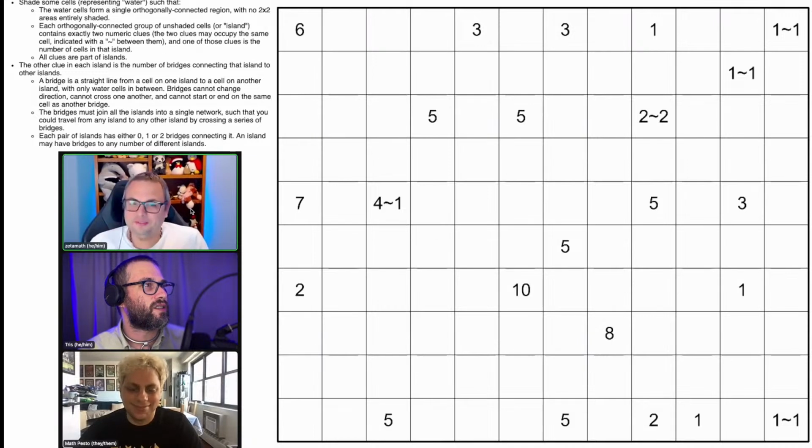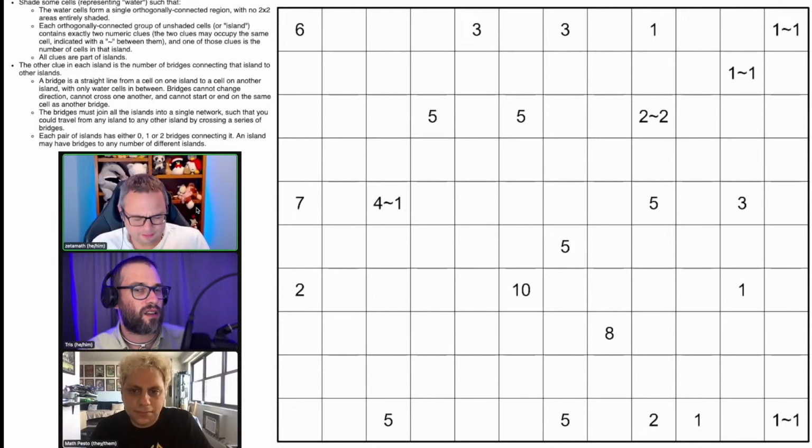The water cells form a single orthogonally connected region with no 2x2 area entirely shaded. Okay, good. Each orthogonally connected group of unshaded cells contains exactly 2 numeric clues. The 2 clues may occupy the same cell, indicated with a tilde between them. Tilde, yeah, there we go. And one of those clues is the number of cells in that island. All clues are parts of islands.